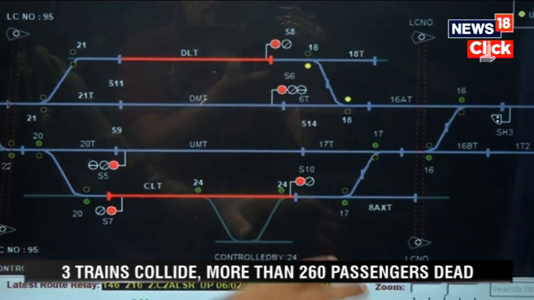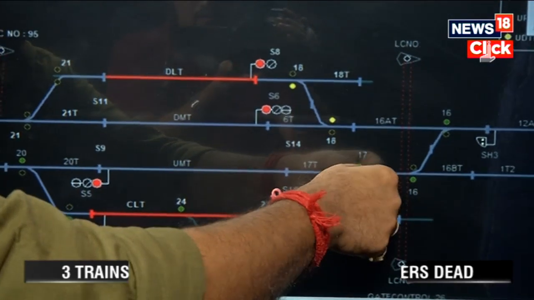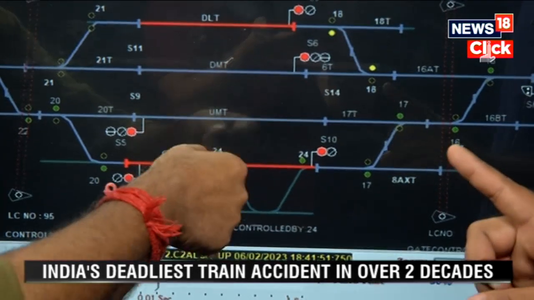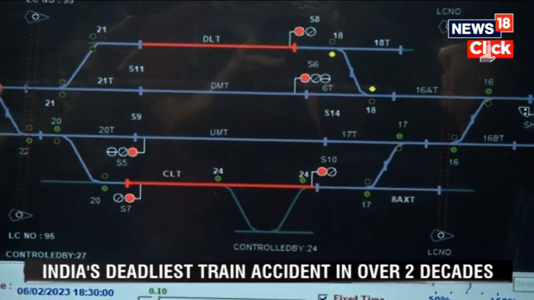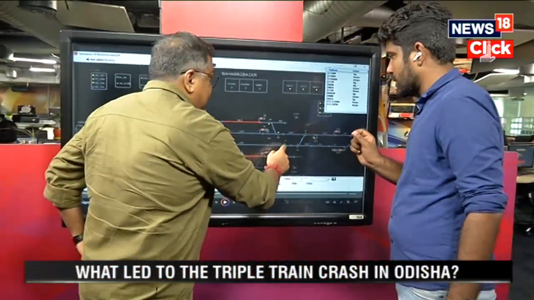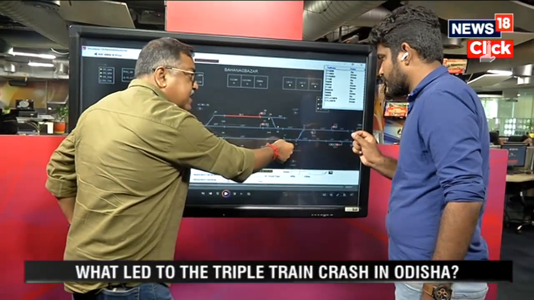What is released mode? Then it will not allow any train to come into the same line and ram onto it, right? So that should be the typical route relay interlocking system. And again, this is also very surprising that it was released.